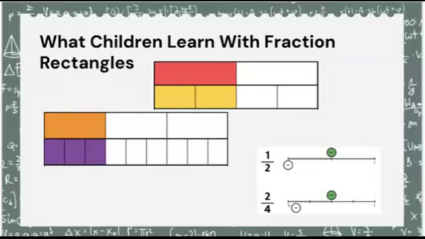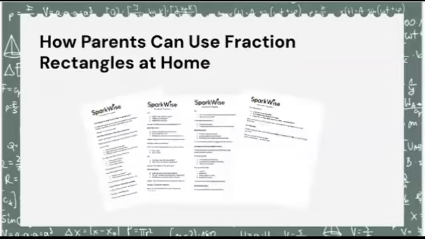Fraction rectangles naturally lead to number lines. Children begin to see fractions as points along a length. They begin to see that fractions have an order and that fractions increase smoothly, not in jumps. And so this understanding is critical for later math.